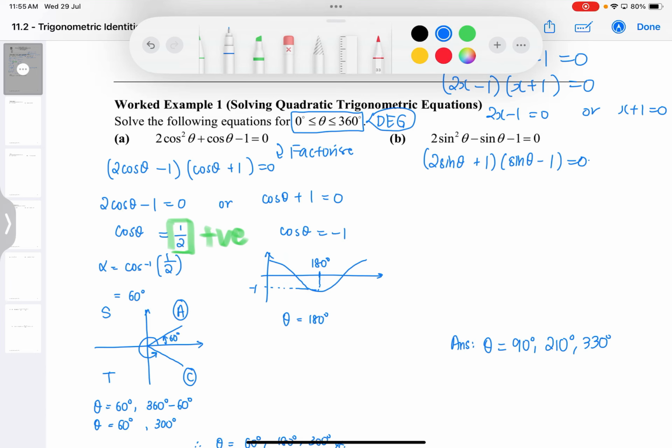Okay, so you will realize that you have two equations. Sine theta is negative half or sine theta is 1. A lot of you are asking me, how come sine theta equals 1 as well as cosine theta equals negative 1, and there's no need to find the basic angle? My answer is, there's no need to find the basic angle because these are the so-called special values in your sine and cosine functions, and we can easily determine them without even using the basic angle.